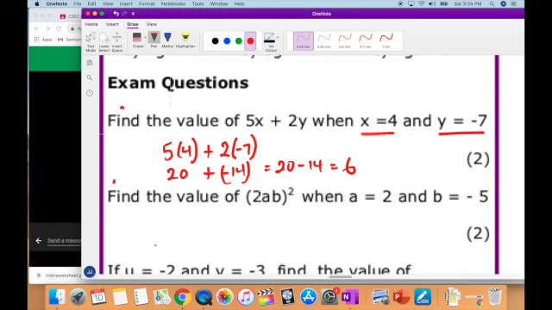6? Yeah. Alright, Shazay? No. A is 2, B is negative 5.